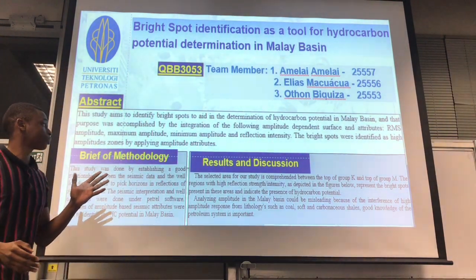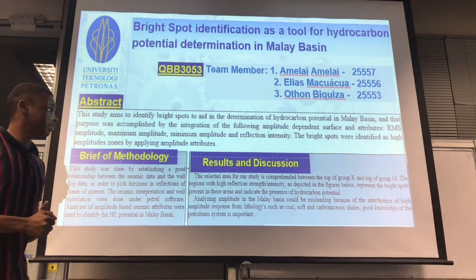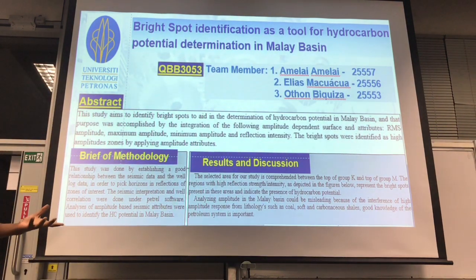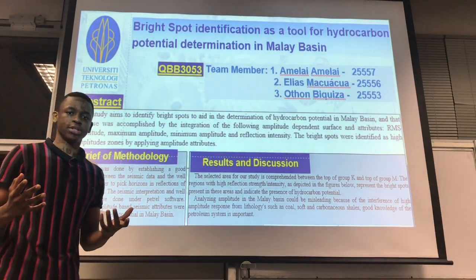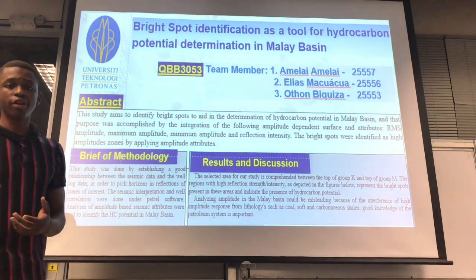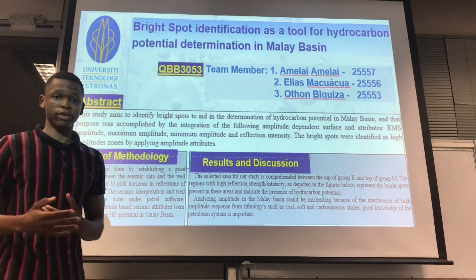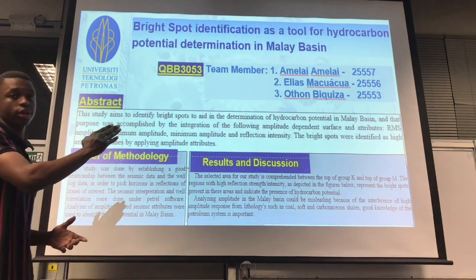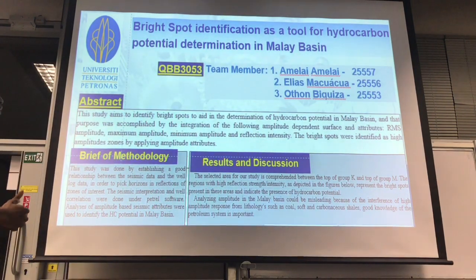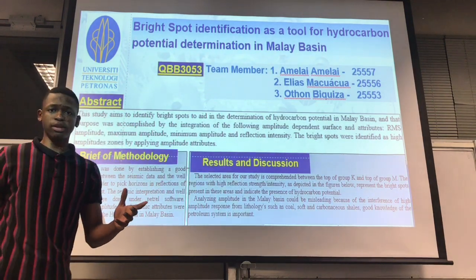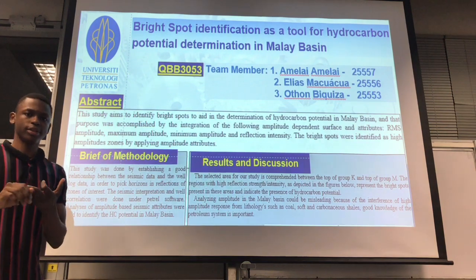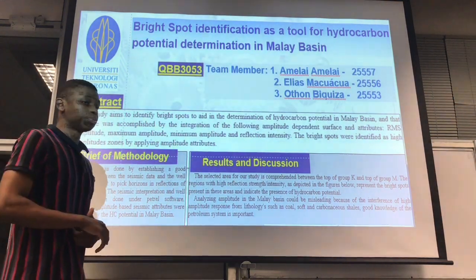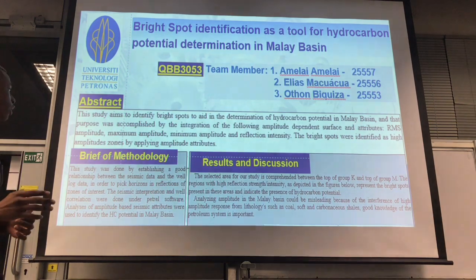And that brings me to our assignment. In order to identify the bright spots, we use seismic attributes. Seismic attributes help geophysicists and geoscientists reveal patterns, features, and relationships in seismic data that would not be seen otherwise. The seismic attributes that we used were RMS, which stands for root mean square amplitude, maximum amplitude, minimum amplitude, and reflection intensity. We used others such as envelope, dominant frequency, and many others, but these were the attributes that gave us pleasant results. The bright spots are usually identified in areas of high amplitude zones.